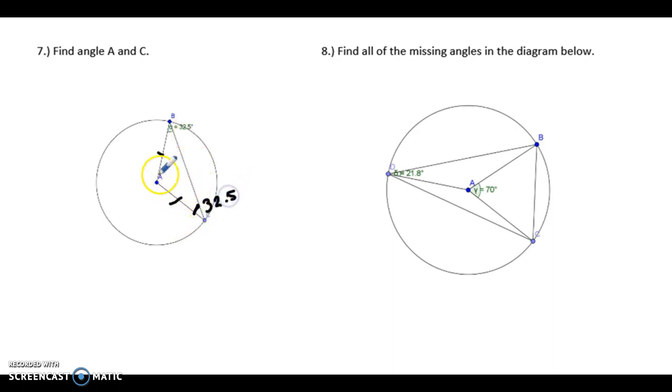And to find the missing angle in the middle, angle A, you would just add those together and subtract from 180. So you can do that on your own. Same thing happens over in number 8.